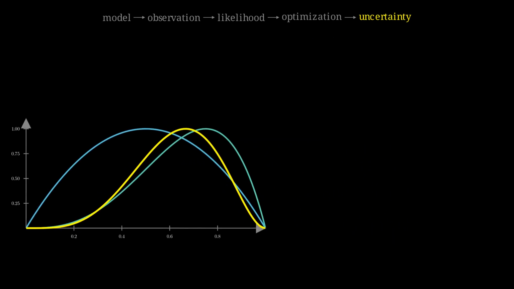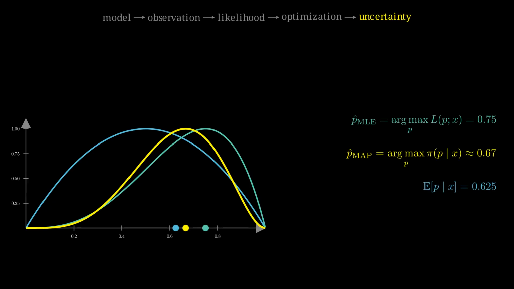The likelihood peak gives the MLE at 0.75. The posterior peak gives the MAP near 0.67. The posterior mean lies near 0.625. Which point is the Bayesian answer? The posterior is the answer. A point estimate is an additional summary or decision.